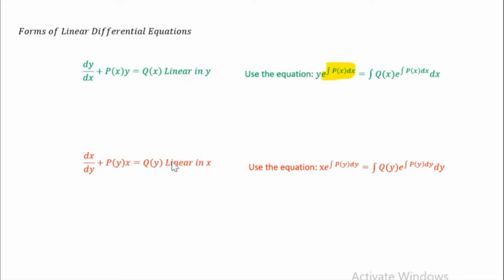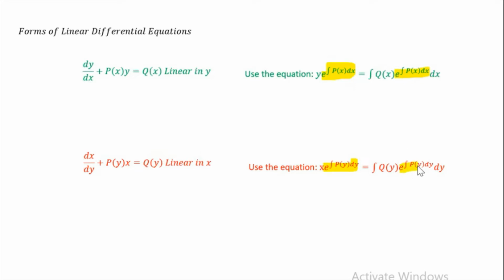Now, the other form is linear in x. So, we have dx over dy plus p of y times x is equal to q of y. If that is the given equation, then use the equation x times e raised to the integral of p of y dy is equal to the integral of q of y times e raised to the integral of p of y dy, dy. In the same manner, e raised to the integral of p of y dy is the integrating factor.